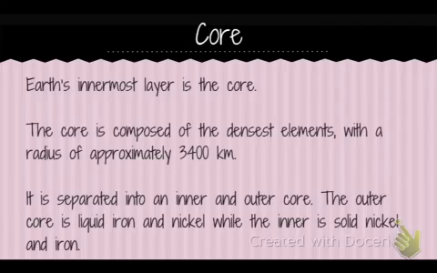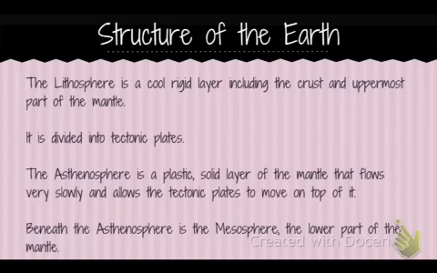Like I said, it's separated into the inner and outer core. The outer core is liquid iron and nickel, while the inner core is solid iron and nickel. So they're made up of the same stuff, but one piece is solid, one piece is liquid. That's why we sometimes separate them. So that's the layers. The layers are based off of what they are made out of. So the crust is light materials, the mantle is made up of liquid hot magma, and the core is made out of nickel and iron.